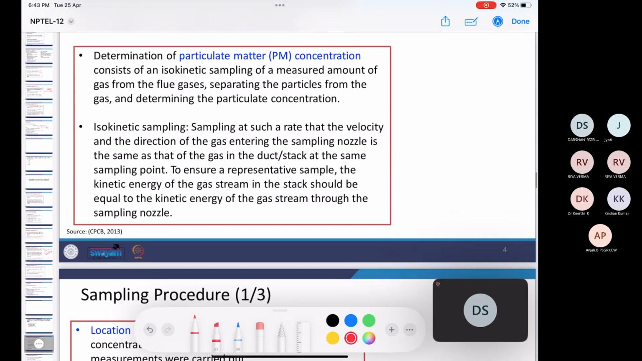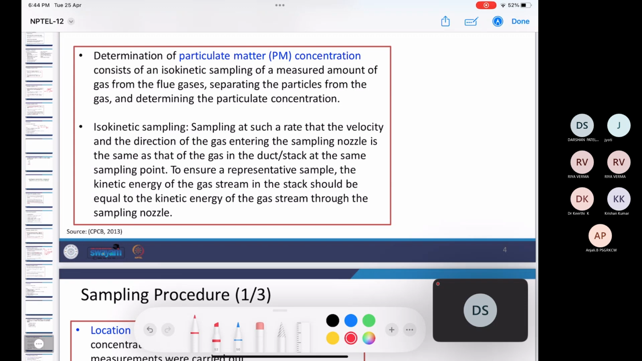What is isokinetic sampling? Basically, isokinetic sampling is the sampling at such a rate that the velocity and direction of the gas entering the sampling nozzle is the same as that of the gas in the duct or stack at the same sampling point. So why do we call it isokinetic sampling? Because iso refers to the same and kinetic refers to the velocity.